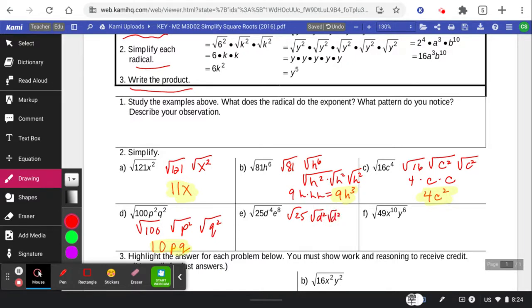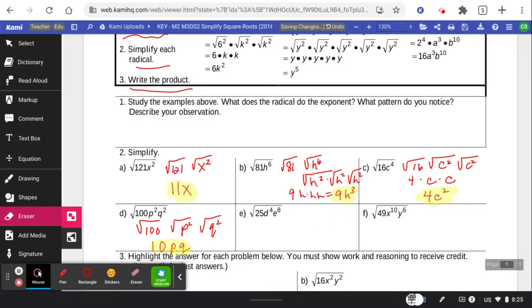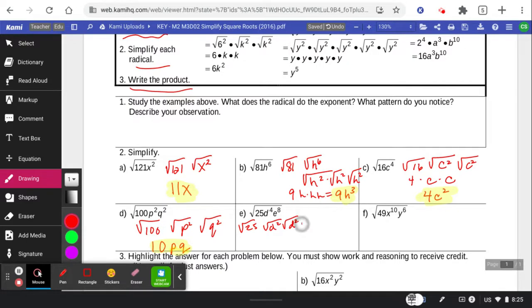See how I'm splitting that up? Oops, I'm going to need some space here. Hang on. Okay, so that gives me 5 d, d, e, e, e, e, or final result of 5d squared e to the 4th.